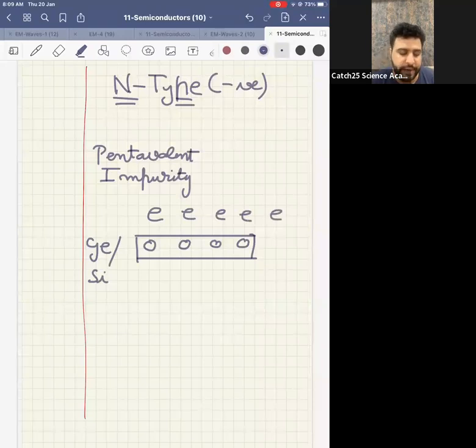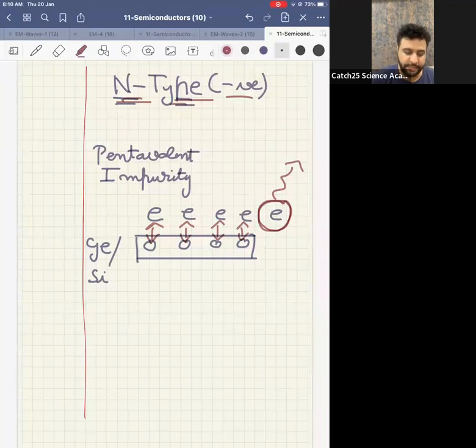Now, when I add a pentavalent impurity, this electron and this hole will combine, because negative and positive will attract. This electron and this hole will combine, leaving behind one free electron to conduct. Since electron is conducting, it is called negative type semiconductor. If hole was conducting, it would be called positive type semiconductor.